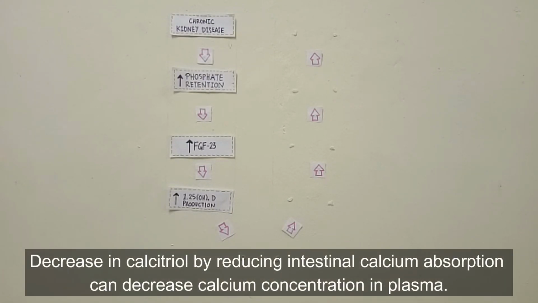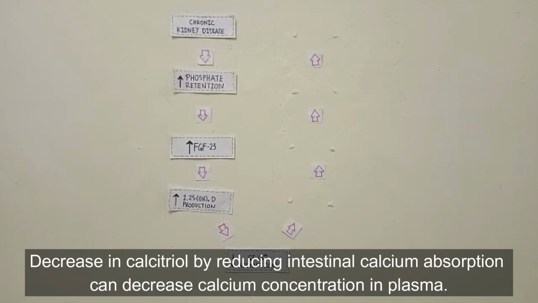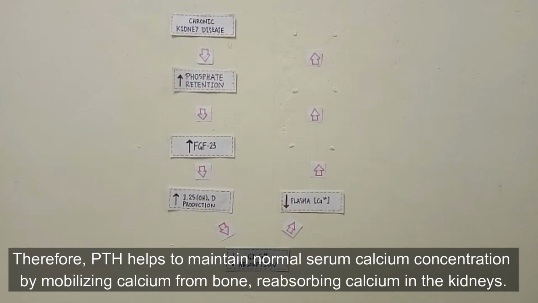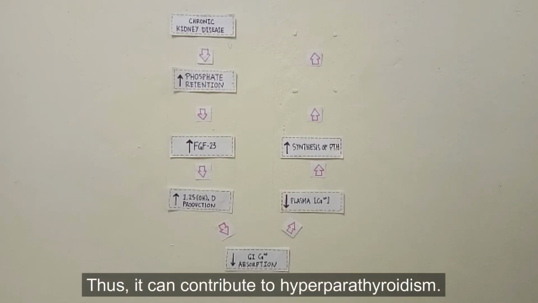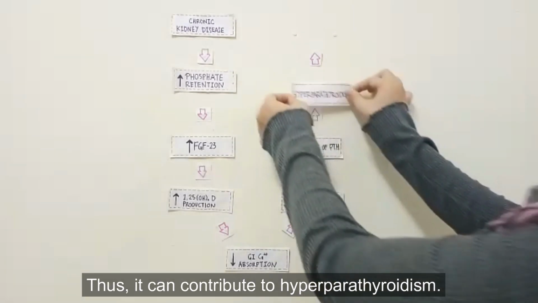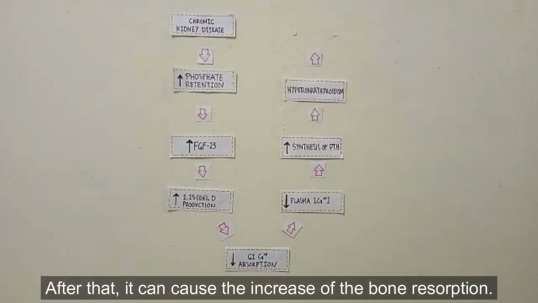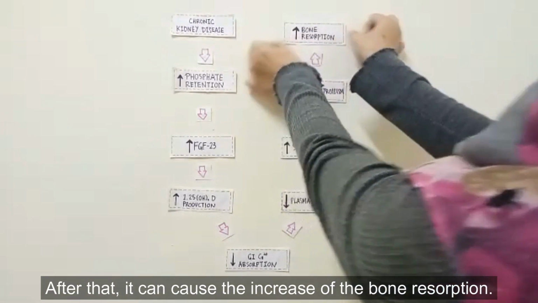A decrease in calcitriol reduces intestinal calcium absorption, which can decrease the calcium concentration in plasma. Therefore, PTH helps to maintain normal serum calcium concentration by mobilizing calcium from bone and reabsorbing calcium in the kidney. Thus, it can contribute to hyperparathyroidism. After that, it can cause an increase in bone resorption.